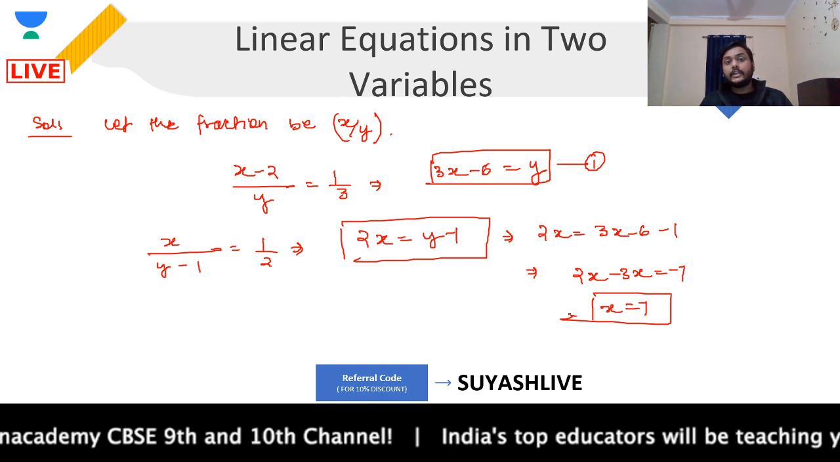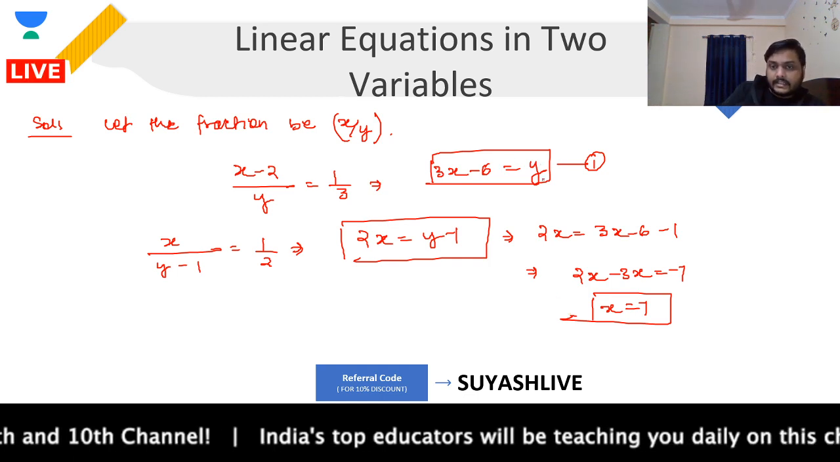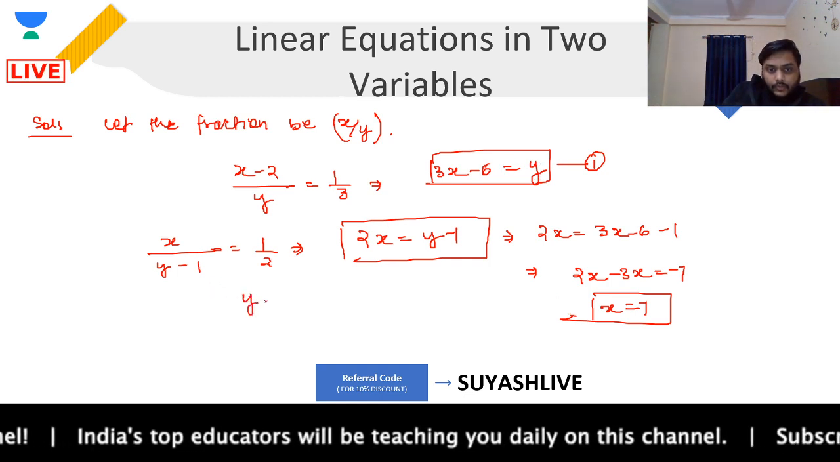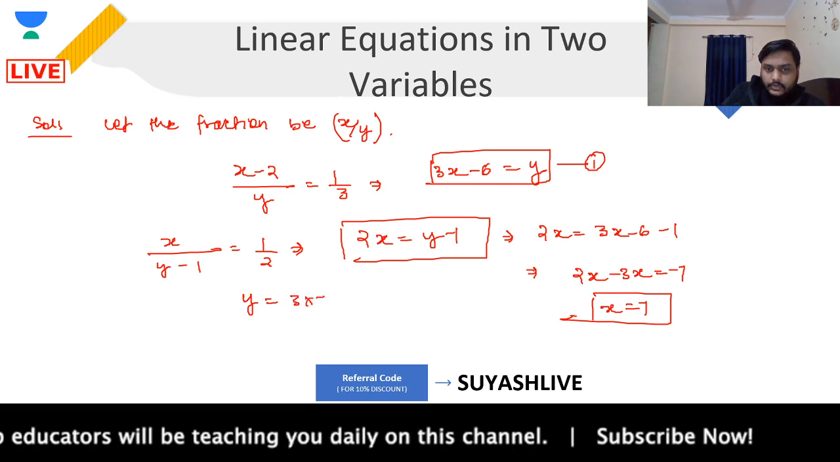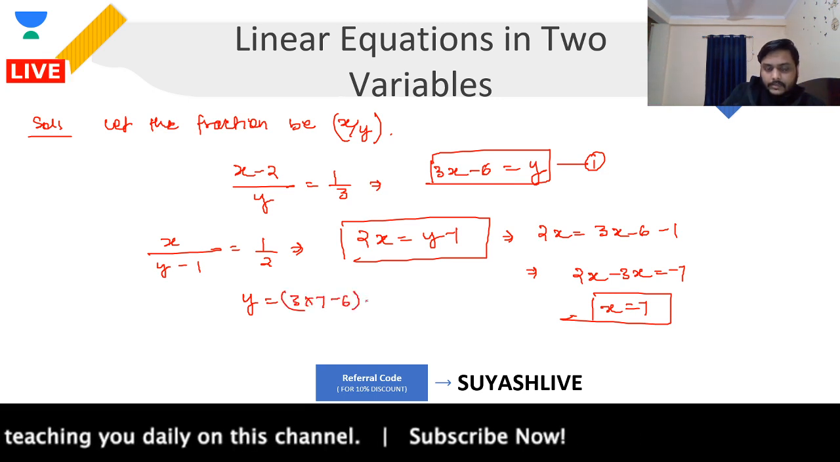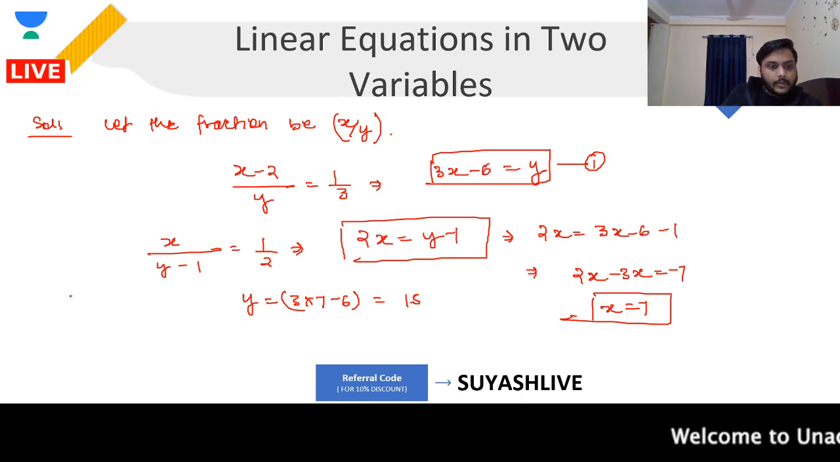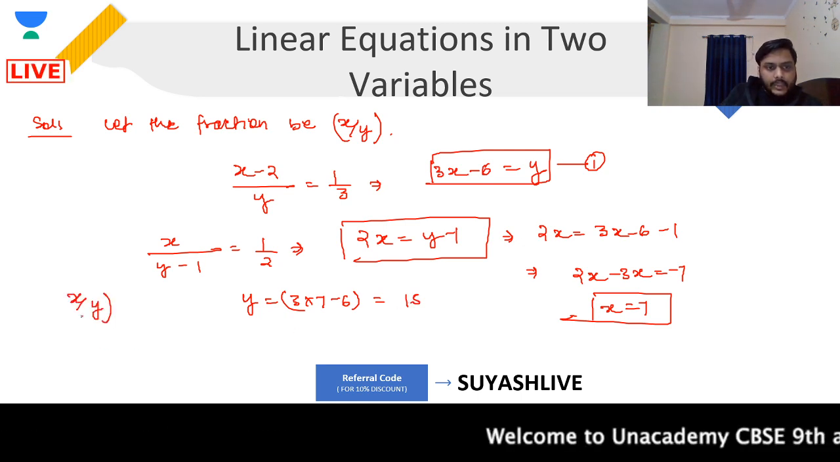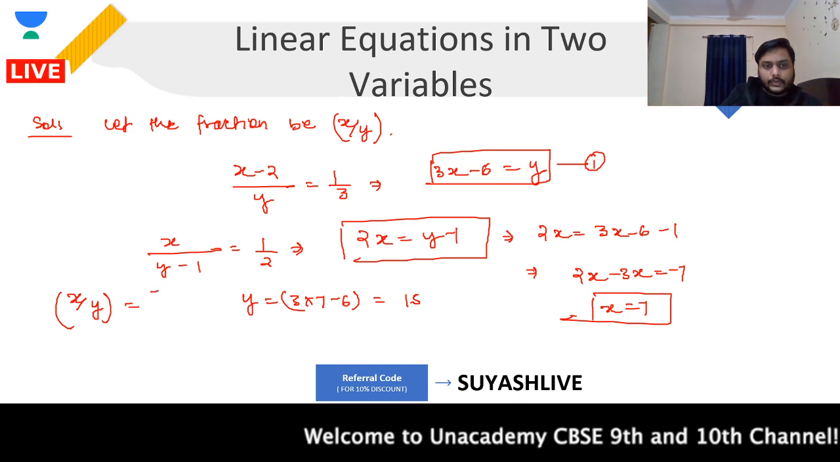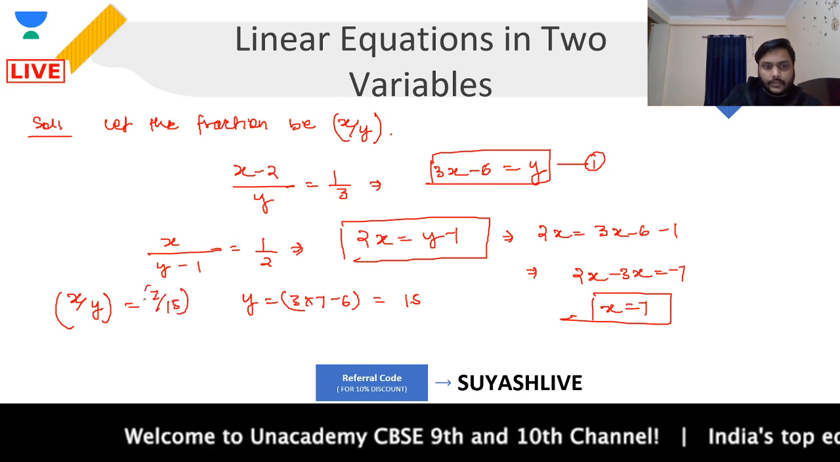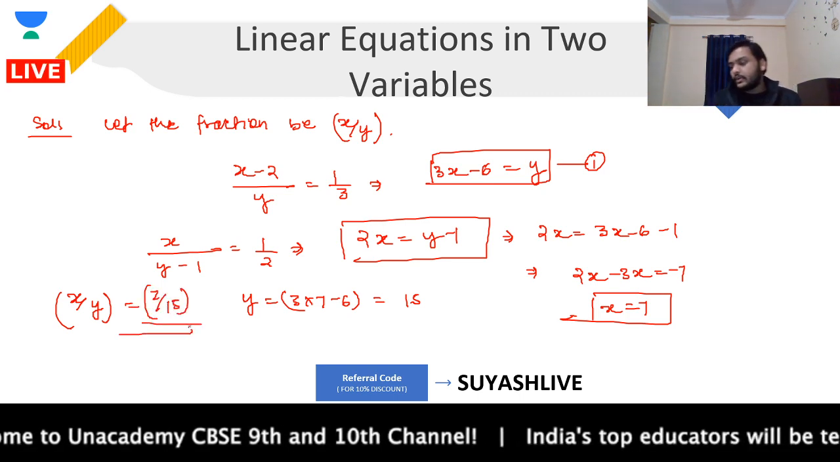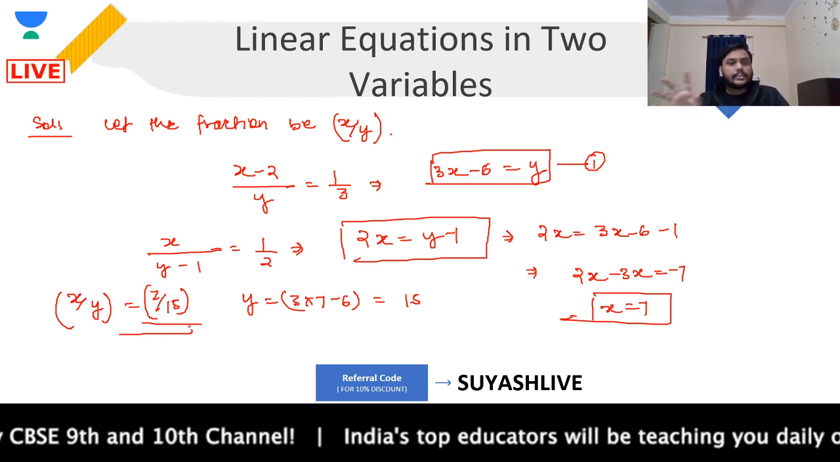Now, guys, when the value of x is 7, you can clearly see and say that your y will be nothing but 3 into 7 minus 6. That is nothing but 21 minus 6. That is 15. And hence your fraction will be what? Your fraction of the form x upon y will be equal to 7 upon 15. Are you clear with this or not, guys? Every student out there, you got the point?